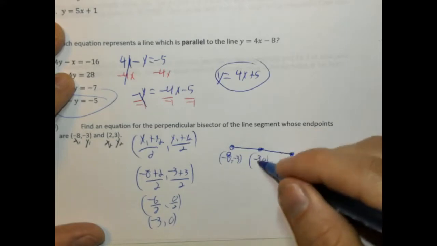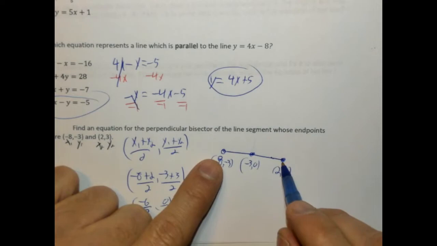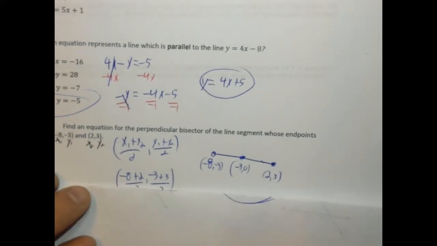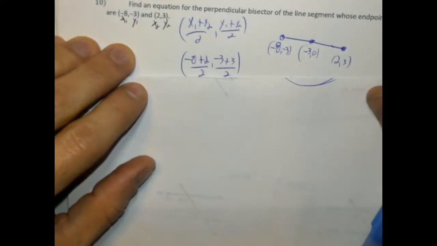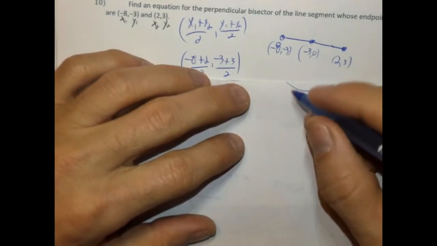So this line would need to be perpendicular to that, so we need to calculate the rate of change for these 2 points. Well, it's kind of a mean problem. It's not super complicated, but it's kind of mean. All right, let's find the slope of the line segment first.